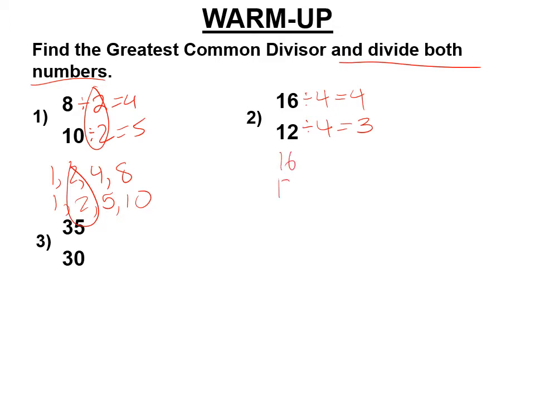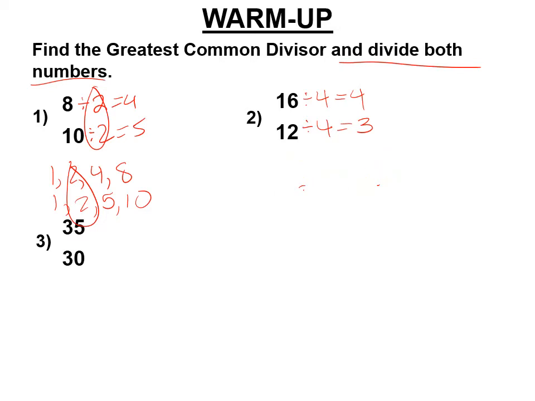But say, for instance, if you had 16 and 12 and you pick 2, a common factor but not the greatest one, right? You would get 8 and 6 here. Well, 8 and 6, you can go again. And if you can go again, that means you didn't get the greatest common divisor.